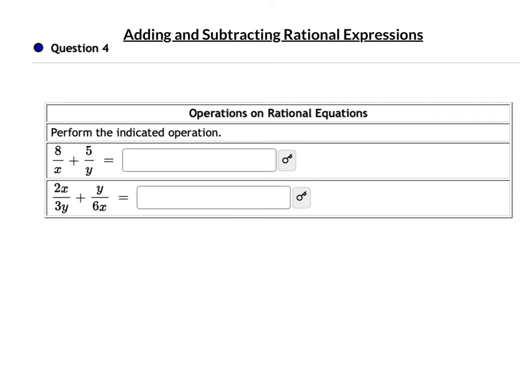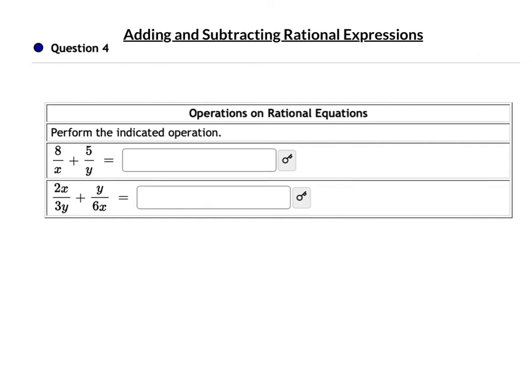The rest of this video is questions from your assignment. Some of the later ones are a little tricky, so fast forward ahead if you have trouble, but we'll start with question 4. You need a common denominator. Do the least you can do and make the denominators the same.